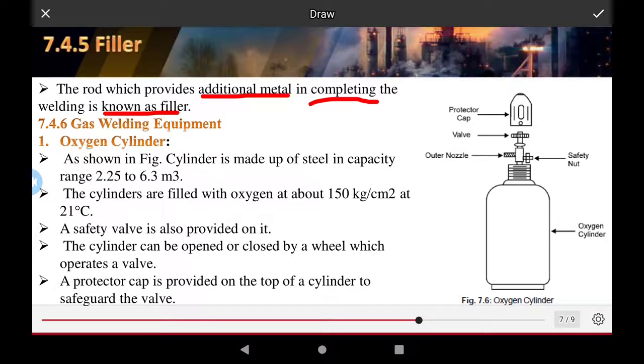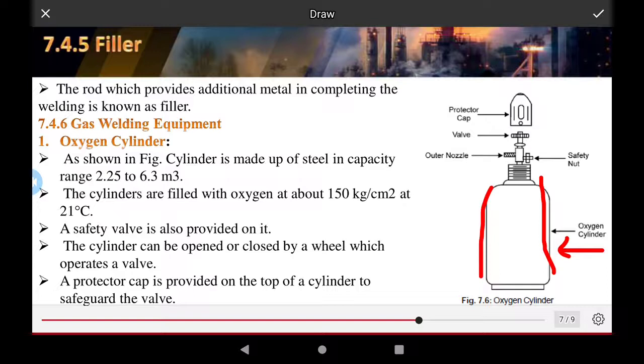Gas welding equipment. What is the gas welding equipment? First of all, the oxygen cylinder. What is the oxygen cylinder? The cylinder in which oxygen gas is stored. This is the cylinder filled with oxygen gas, and this is known as the oxygen cylinder.